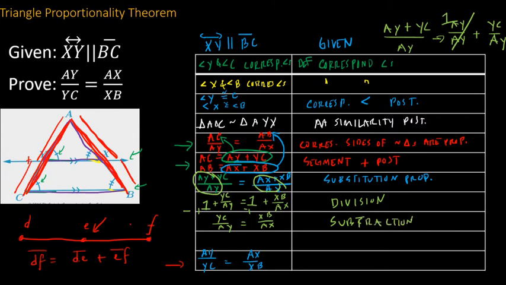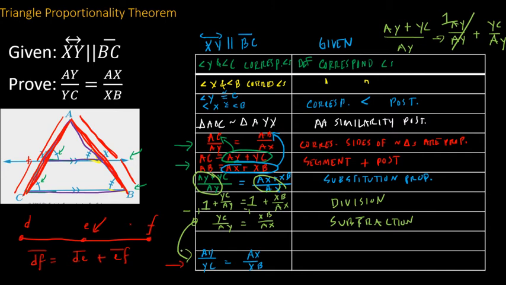Subtraction property of equality. If I subtract the same amount from both sides of the equation, it's still equivalent. So I've got yc over ay equals xb over ax. Now look how close I am to the end. What's the difference here? It looks like I've found this equality of these proportions, but they're the reciprocal of what I was looking for. So how can I get from my current step to the end?